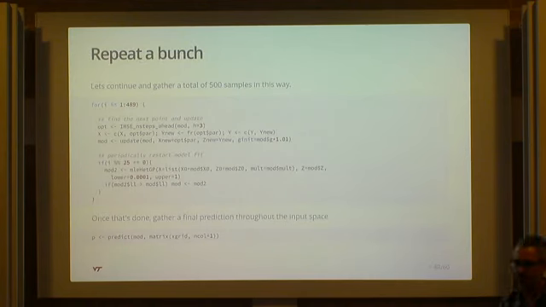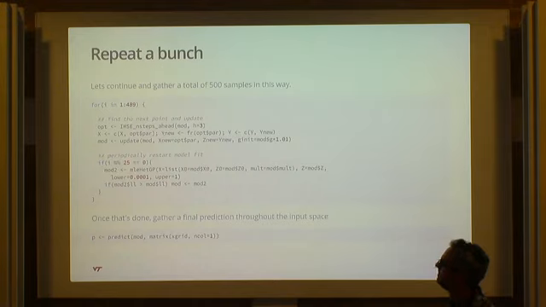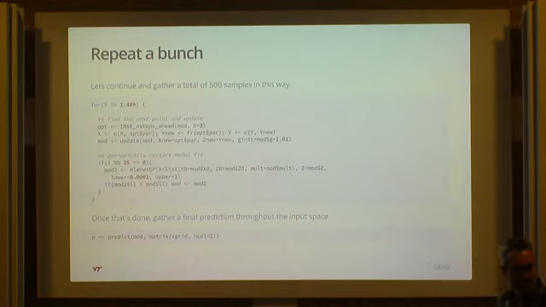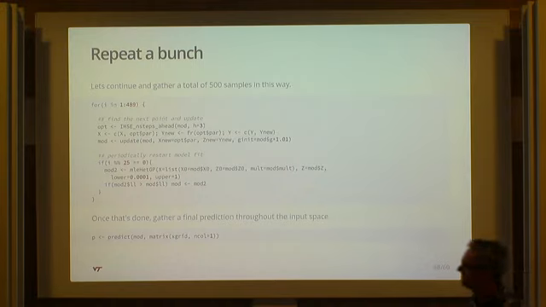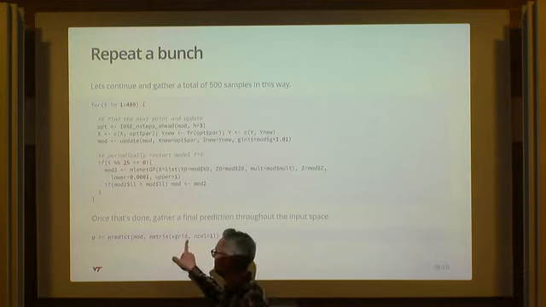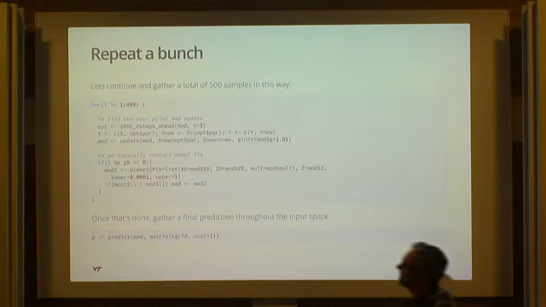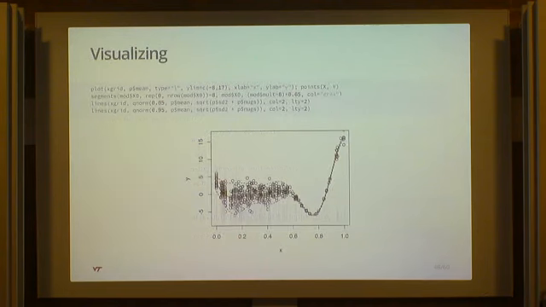Okay, and then I'm going to repeat that a bunch more times. So here's a for loop over basically the same steps so that I can have 500 total samples. So I have 11 already, and I'm going to do 489 more. Okay. And then I'm going to make a prediction over a grid for the thing that I end up with. And I'll visualize that prediction for you on the next slide.